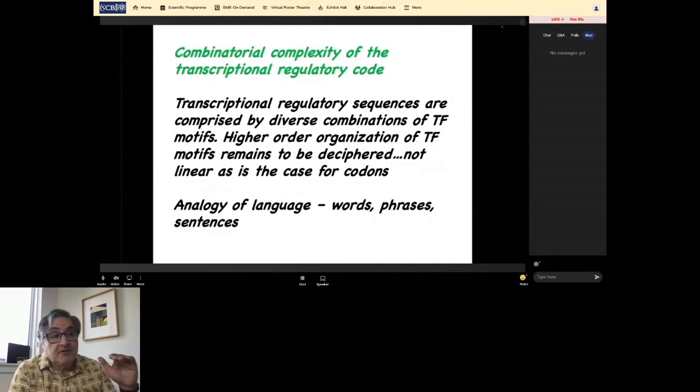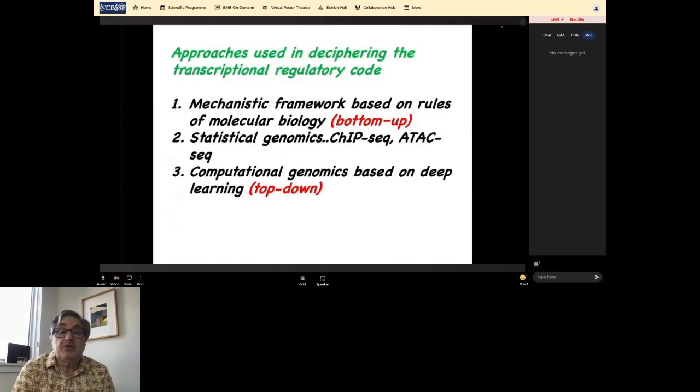And so from the simple motifs, you can generate a lexicon, and from the lexicon, you can generate a syntax. These words are used quite frequently to talk about the nature of the code. And you could even draw an analogy with language, with words, phrases, and sentences. And I think this is where we need deep learning to help us figure out the nature of this regulatory language.